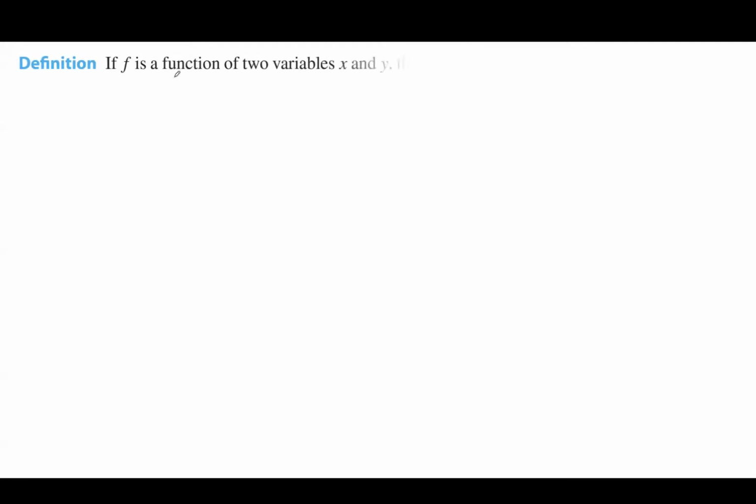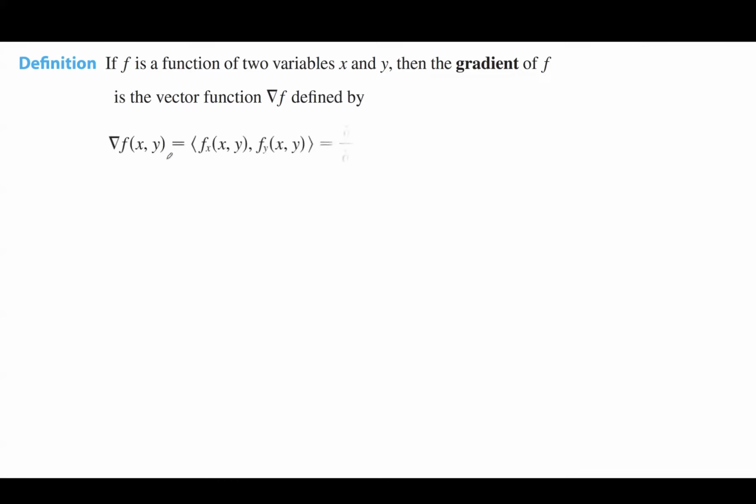Definition. If f is a function of two variables like x and y, then we can define the gradient of f, which is basically a vector function denoted by nabla f or gradient of f. The gradient of f of x and y is, please pay attention to the symbol that we're using, it represents a vector. The very first component of the vector is the partial derivative of f with respect to x. We use a comma to separate it, and the partial derivative of f with respect to y.